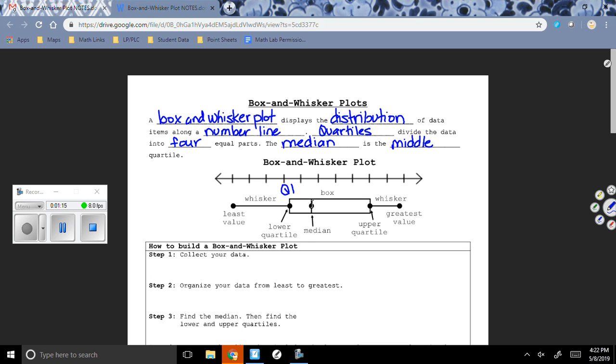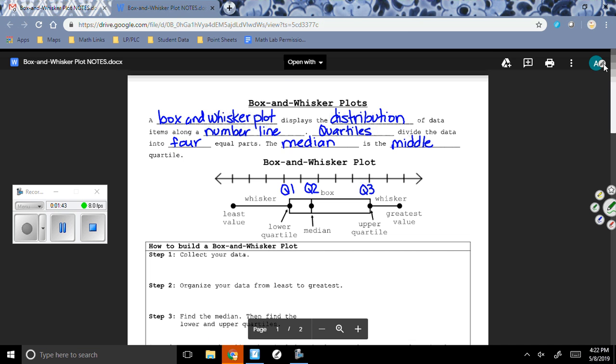Then the middle of the box here, this line that goes through the box, is the median, and sometimes we call that quartile 2. And then the last part of that box is the upper quartile, or sometimes quartile 3. And then on the other side, we have another whisker, and then our greatest value is going to be that last dot here, as far right as your box and whisker plot goes.